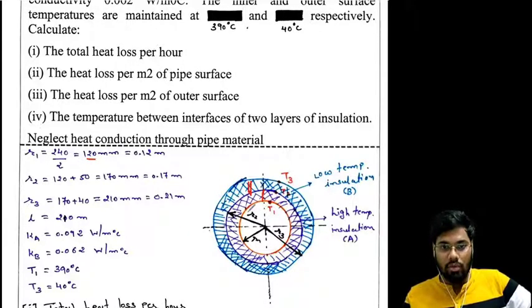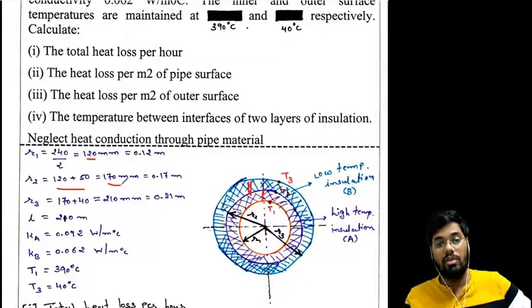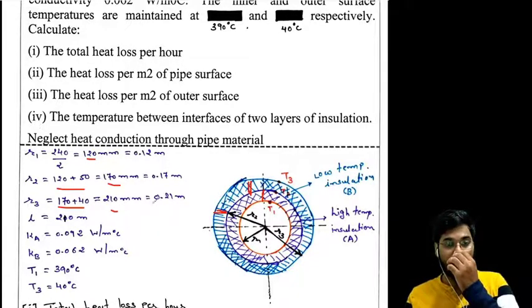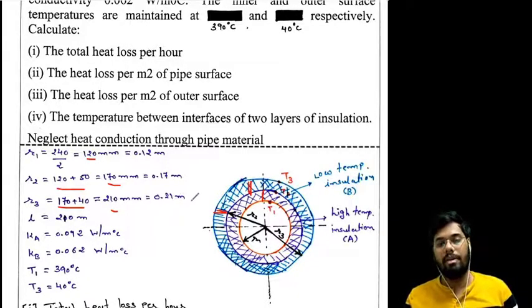To calculate R2, we need to add the thickness of the first insulation to R1, so that's 120 plus 50, so it would be 170 mm. To calculate the value of R3, again we need to add the 40 mm thickness to R2, so R3 would be 170 plus 40, that is 210 mm. In meters it's 0.21 meter.